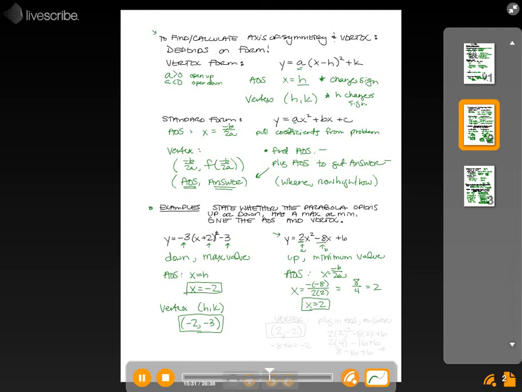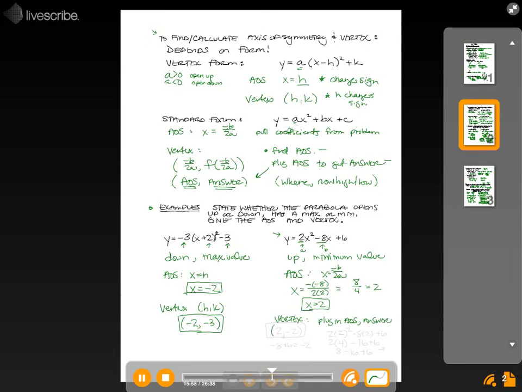Again, you might think of that negative b over 2a as the opposite of b over 2a, and you're just plugging in those coefficients from the problem. The x's do not come with those values. The last thing we have to do is find the vertex. To find the vertex, we plug the axis of symmetry into the original problem, and we get an answer. Then we write that as the y value in the answer.